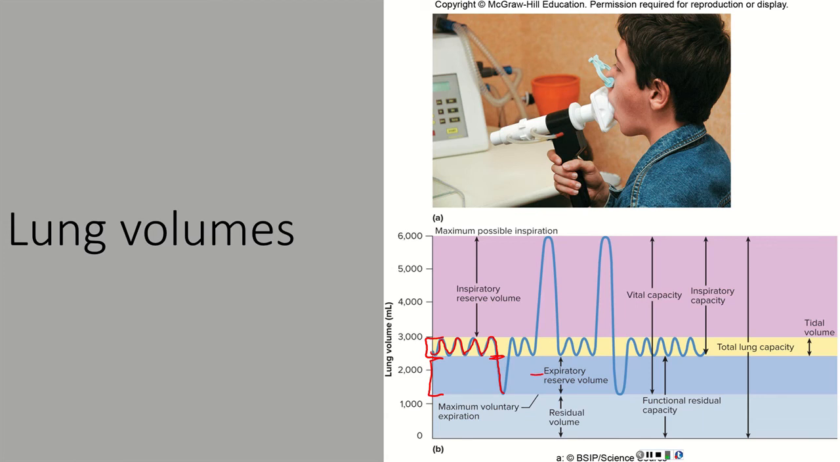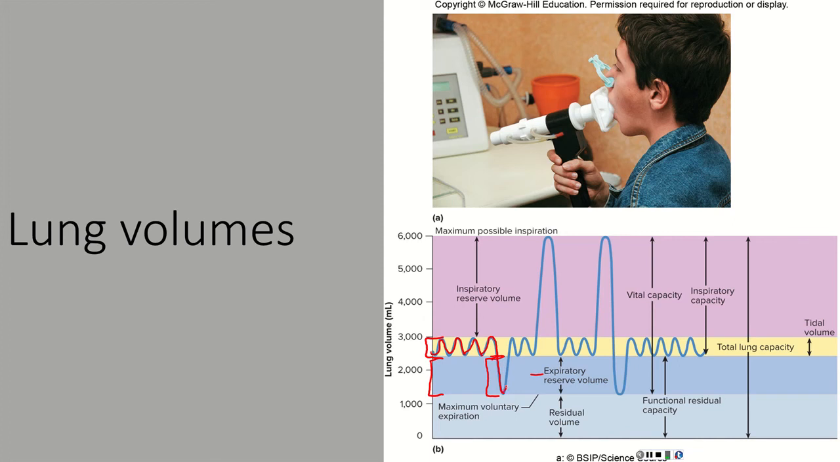So the expiratory reserve volume is the volume of air that can be exhaled forcibly after a normal, quiet, or tidal exhale. It does not count the tidal exhale itself. It is only the amount of air that we can exhale forcefully after a normal tidal exhale.